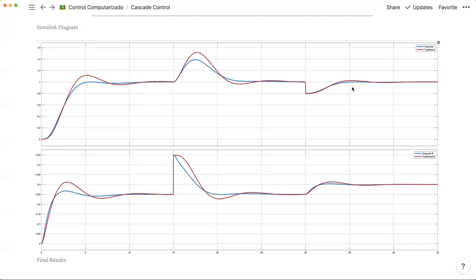So in this case, the cascade control is better in a sense than the traditional control.